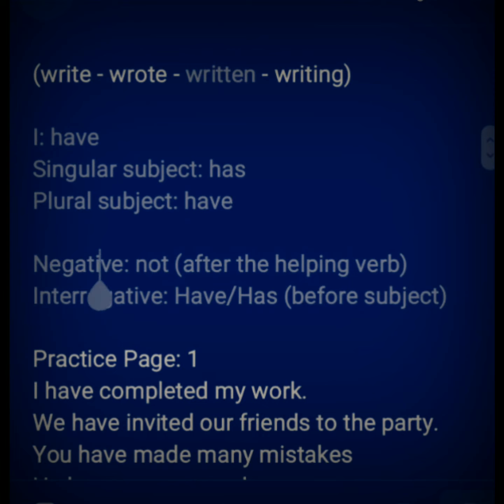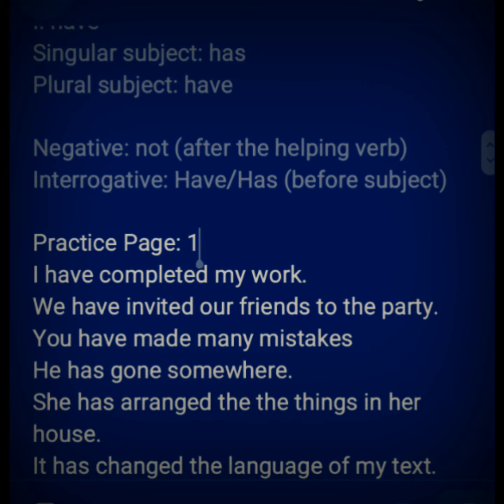Negative. For making a sentence negative, we have to use not after the helping verb. For making a sentence interrogative, we have to use have or has before the subject. Practice page number 1. I have completed my work. That means I have finished my work. My work is almost complete.